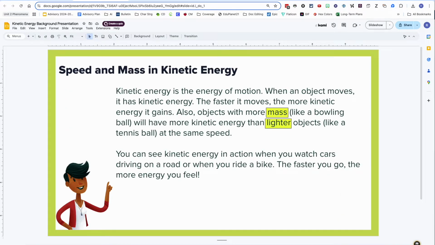Speed and mass in kinetic energy. Kinetic energy is the energy of motion. When an object moves, it has kinetic energy. The faster it moves, the more kinetic energy it gains. Also, objects with more mass, like a bowling ball, will have more kinetic energy than lighter objects, like a tennis ball, at the same speed. You can see kinetic energy in action when you watch cars driving on a road or when you ride a bike. The faster you go, the more energy you feel.